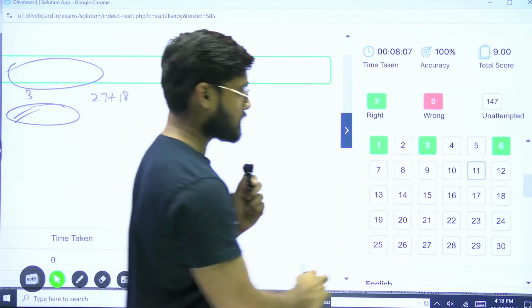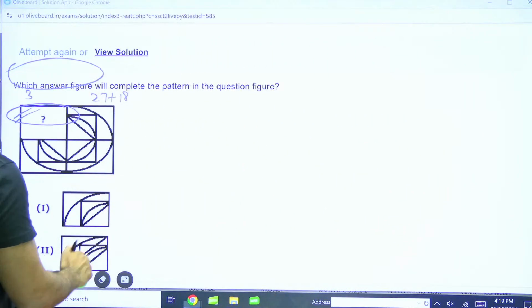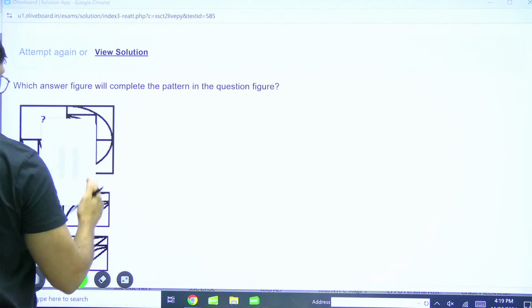Let's move on to the next, 12th question, from pattern completion.